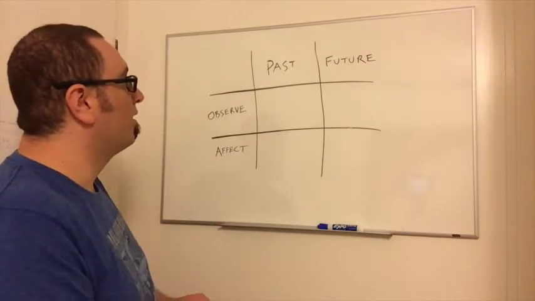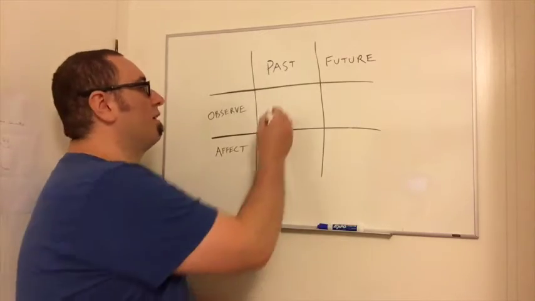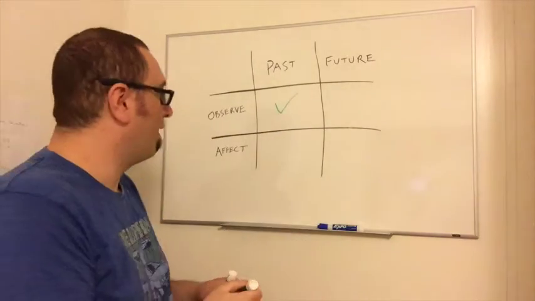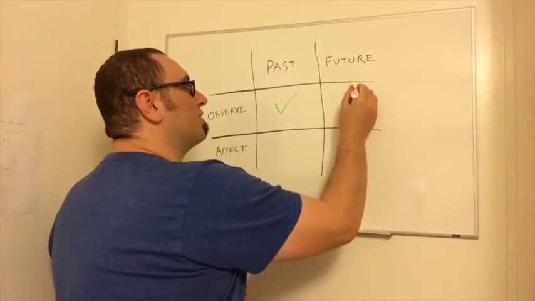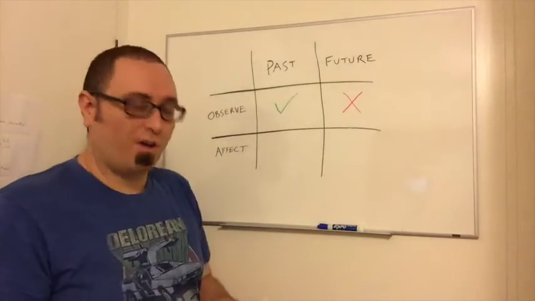Well, you can observe the past through various means. However, you can't really observe the future, right? You can make predictions about the future, but they're never all that accurate.